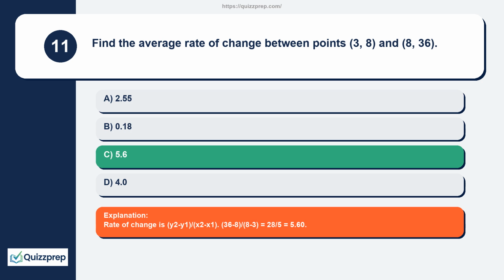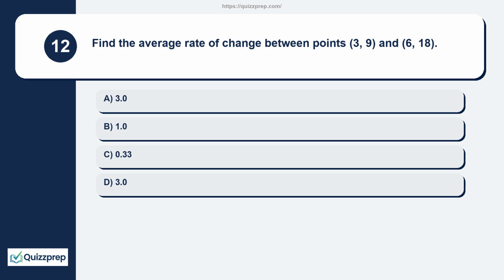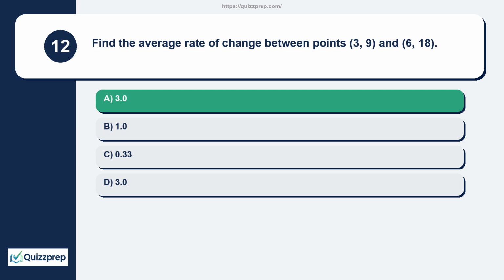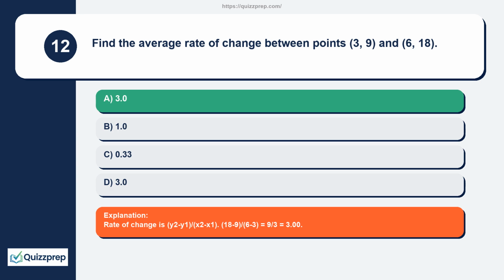Question 12. Find the average rate of change between points (3, 9) and (6, 18). Options: 3.0, 1.0, 0.33, 3.0. Rate of change equals (y2 - y1) / (x2 - x1). 18 minus 9 over 6 minus 3 equals 9/3 equals 3.00.